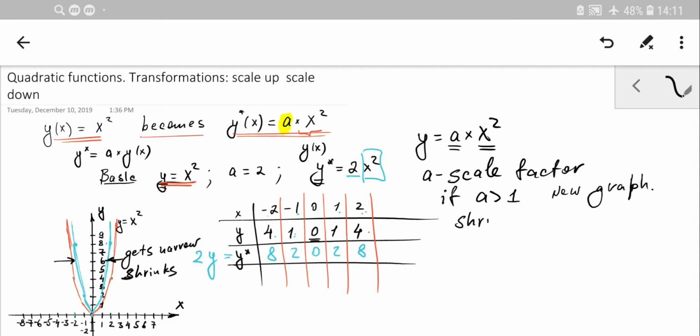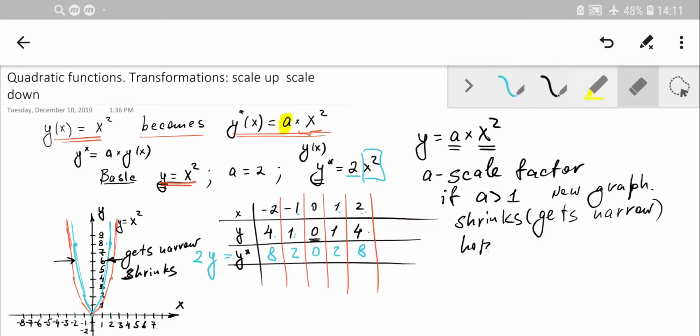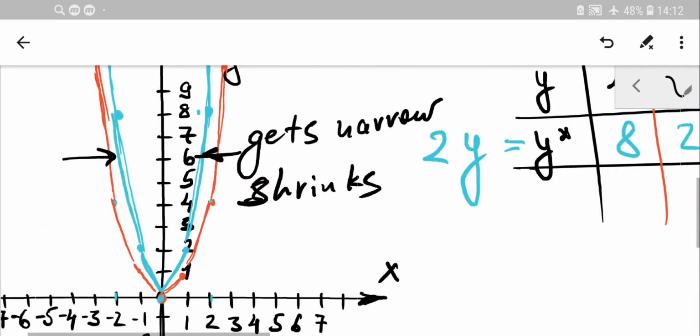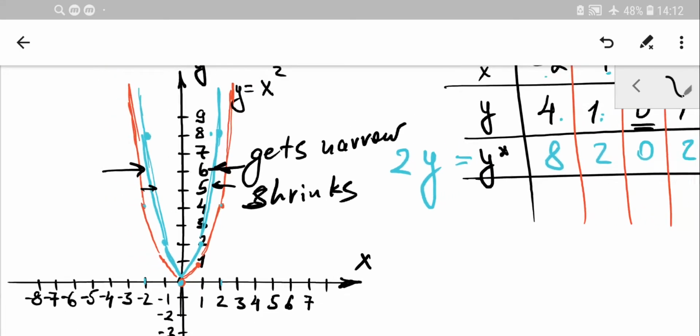shrinks or gets narrow horizontally. Okay, so it shrinks horizontally. So it means that your branches for the quadratic function get narrow in comparison with the previous.